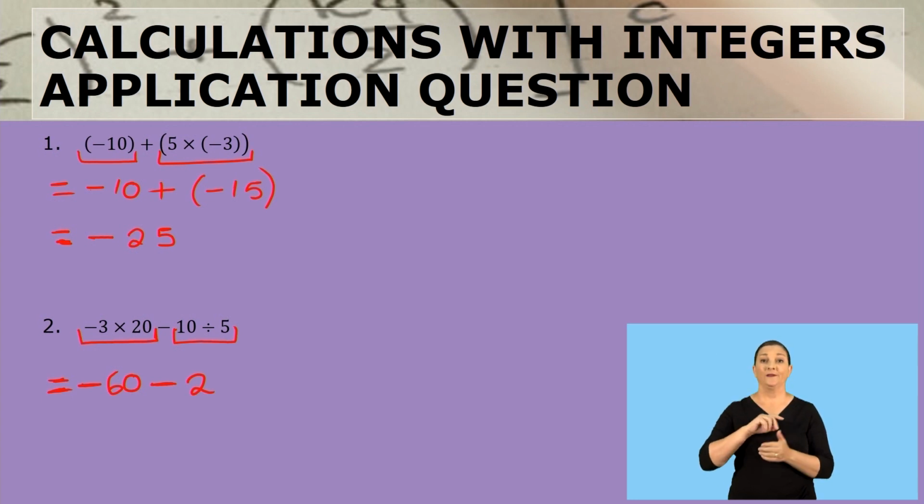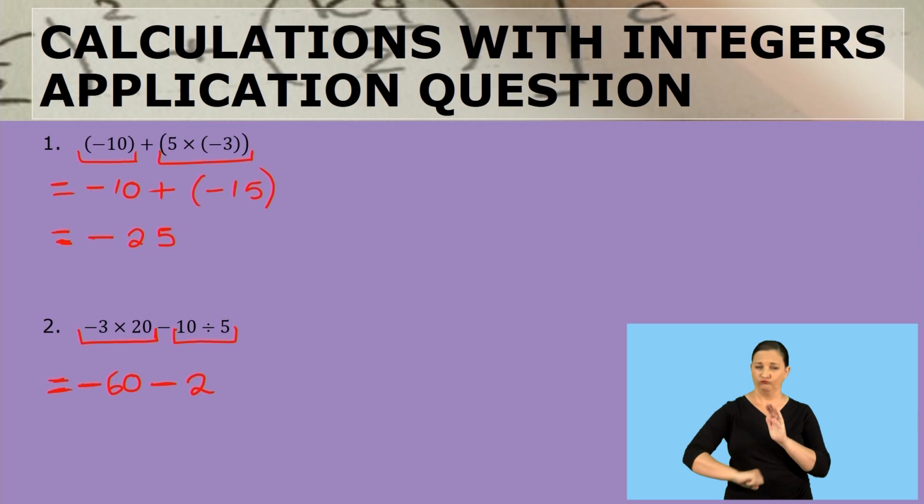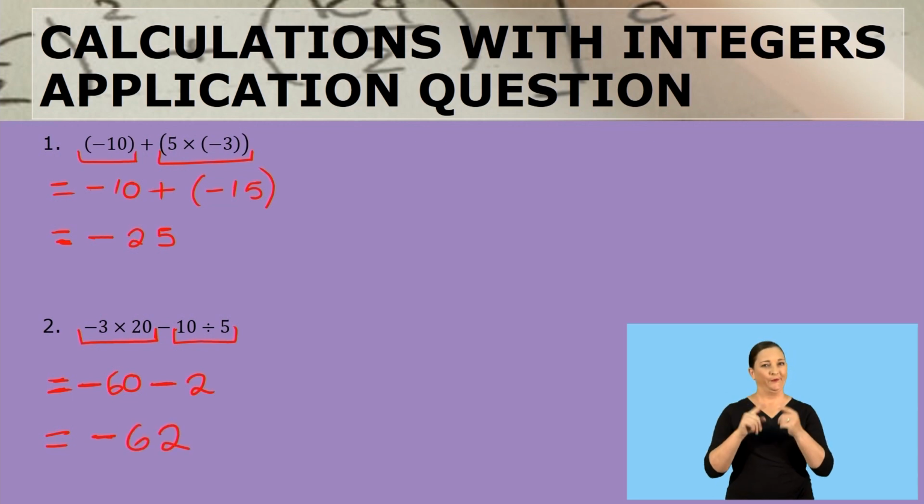Now what's happening there in the next step? We are subtracting a negative number and a positive number. A negative 60 minus a positive 2. What answer do you have there? If your answer is a negative 62, then you are doing great.